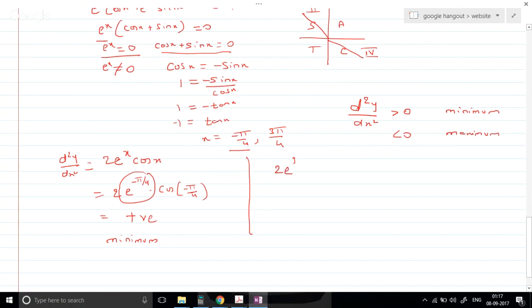Let us substitute 3 pi by 4 and see once. 2 e power 3 pi by 4 into cos of 3 pi by 4.